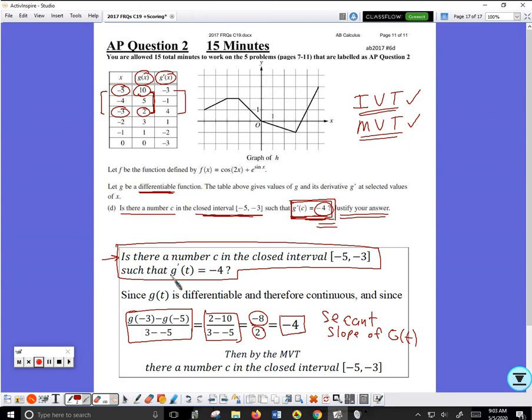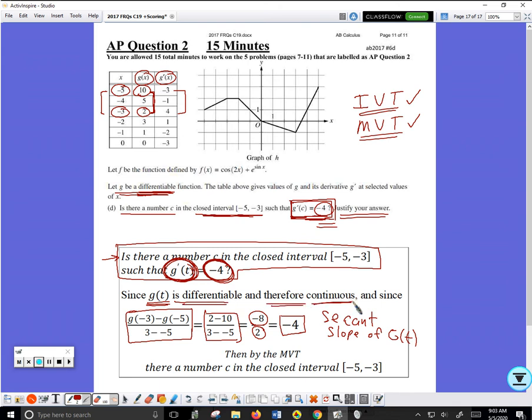If you are using G prime to show that G prime can be -4, that's the intermediate value theorem. If you're using G to show that G prime can be -4, that's the mean value theorem. So that's what we're doing. We're using G to show that G prime can be -4. So I have to write, since G is differentiable, therefore G is continuous. The grader expects me to write that.